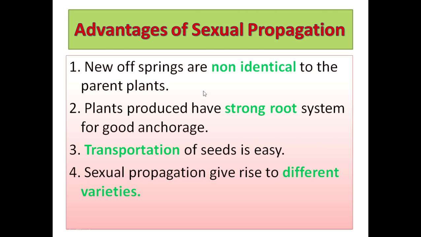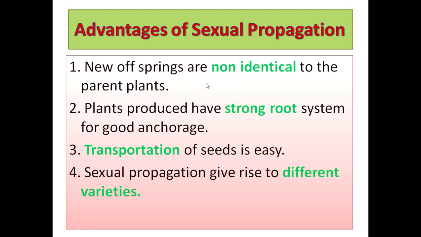Let's move to the advantages of sexual propagation. Advantage number 1. New offspring are non-identical to the parent plants. The advantage with this is that you can get new plants being produced at all times. They are different from their parents. So you can get maybe a plant that can resist disease because you have a combination of two plants coming together. One might be good at resisting disease, one might produce a lot of fruit.